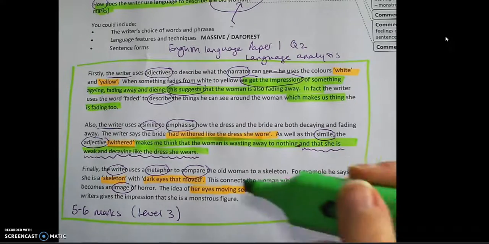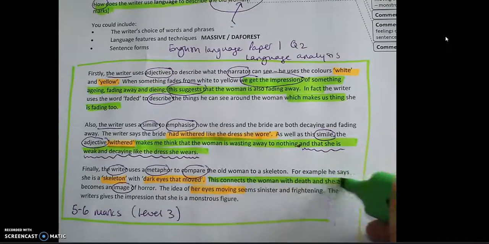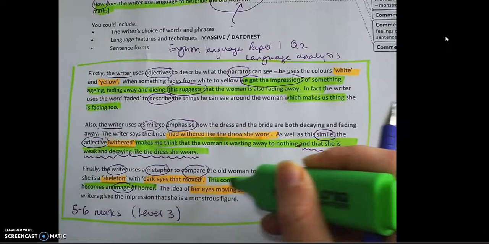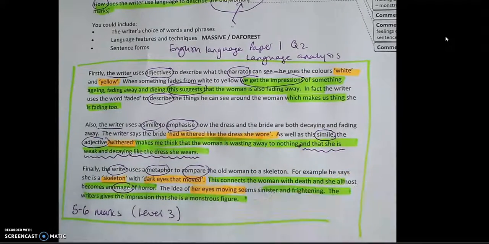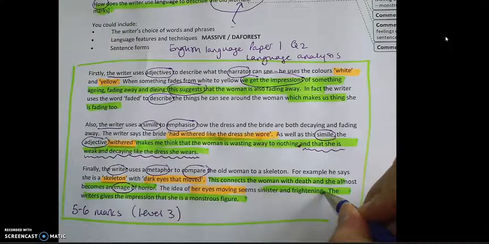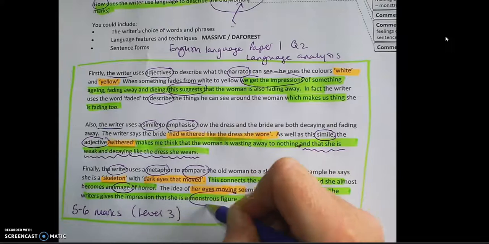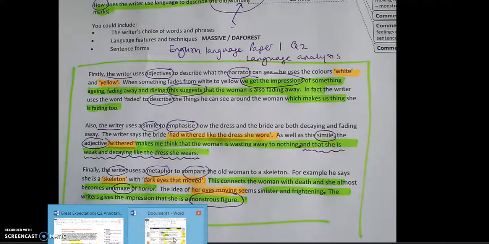And that's the same down here. When I talk about the skeleton and the dark eyes, this connects the woman with death, and she almost becomes an image of horror. The idea of eyes moving seems sinister and frightening. The writer gives the impression that she is a monstrous figure. So yes, I could have just said sinister and frightening and left it there, but I wanted to get in the idea, because I've thought a little bit more carefully about it, that she's appearing to be this sort of monstrous figure.